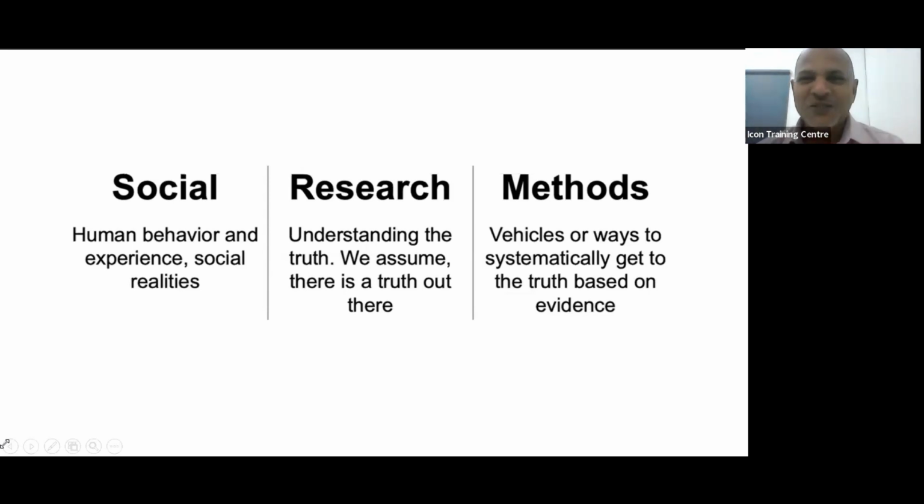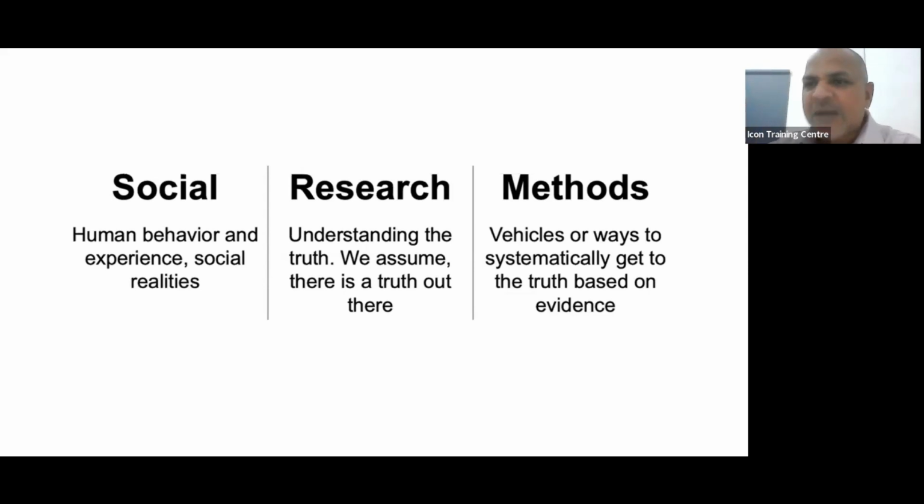Is that clear now? Everybody understood? Okay. Fine. So social means human behavior and experience and social realities. Research is understanding the truth. We assume there is a truth out there. So you understand that this is the problem and this is the solution. This may be the solution, but still you don't know how much percent it is a solution. Is it really a solution? On what basis? So still we are going to do that and see.